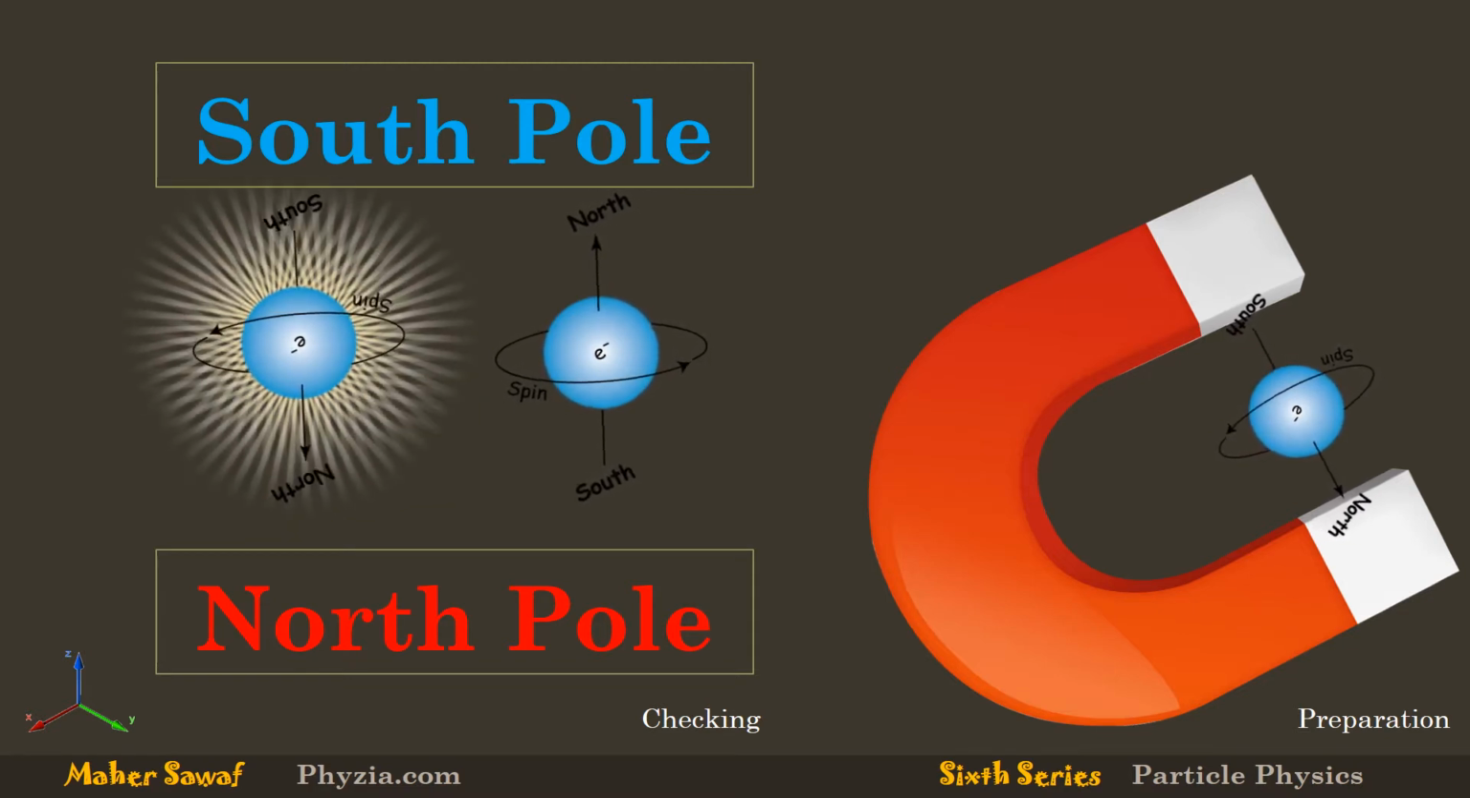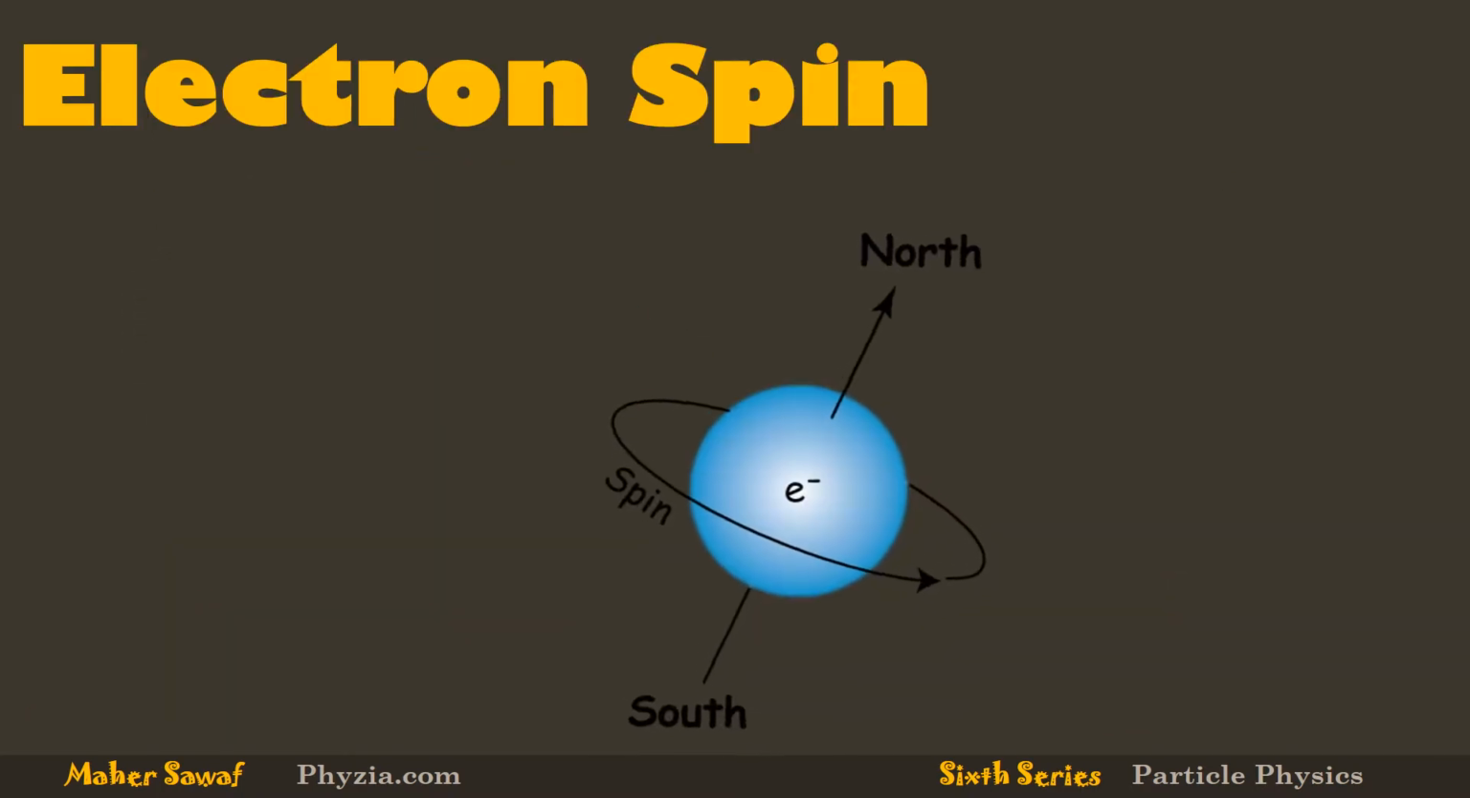In stage 1, we take an electron and give it an angle. In stage 2, we check the angle and the quantum state of this electron. Well, what does it mean to give an electron an angle? That leads us to the concept of quantum spin.